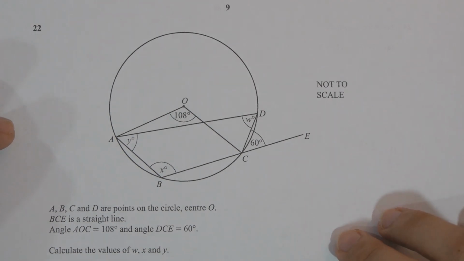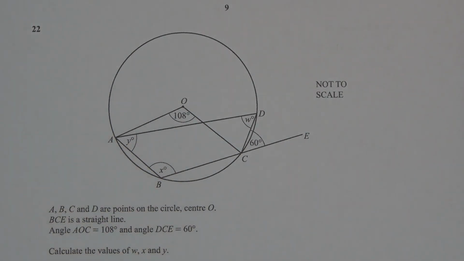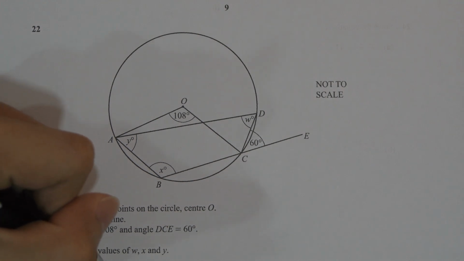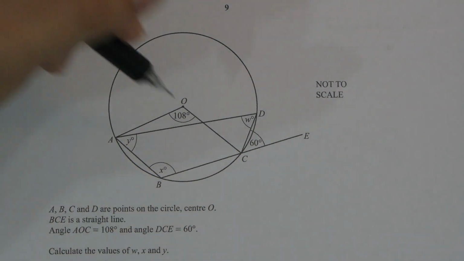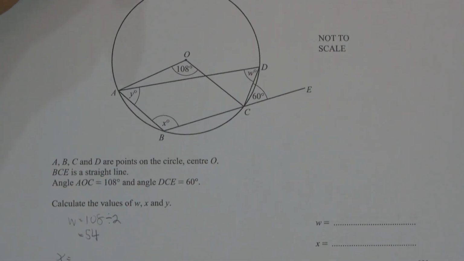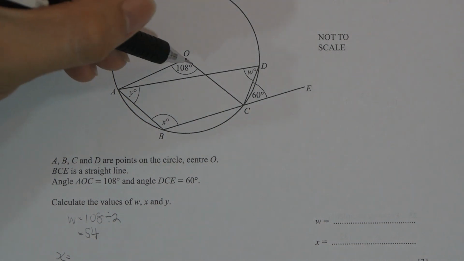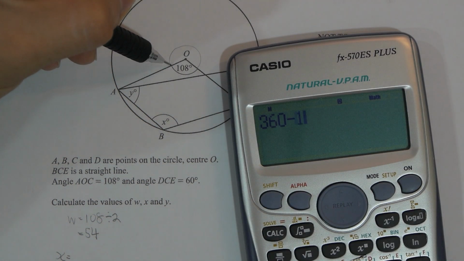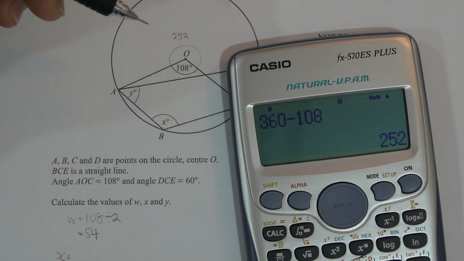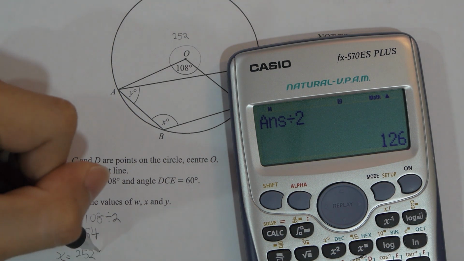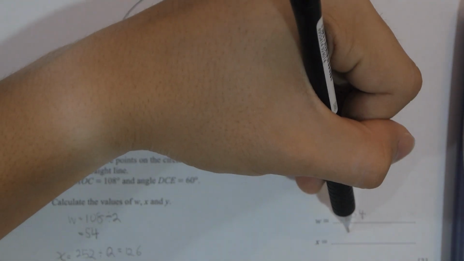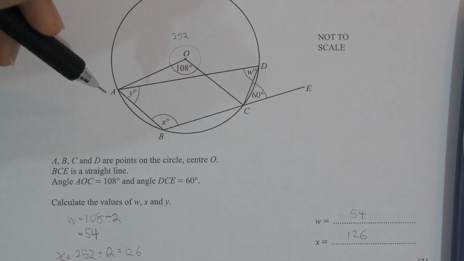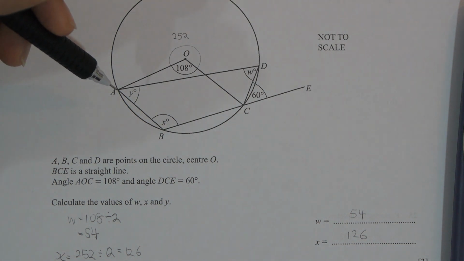So for you to solve w, this is a little bit tricky because it is not that obvious. However, w is actually the exterior angle of angle AOC, 108. So if you take 108 divided by 2, you'll be able to get w's value. Whereby for x, it is the major sector AOC. So you take 360 minus 108, then you get 252. Take the value, divide by 2 to get x.